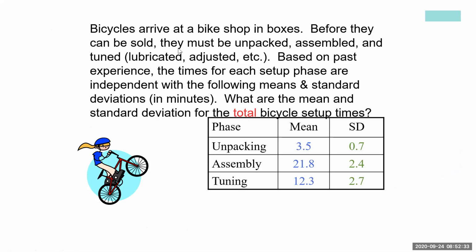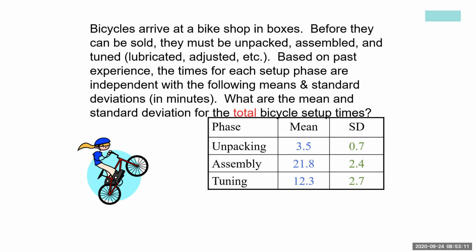We have a bike shop. Bikes arrive at a bike shop in boxes. Before they can be sold, they must be unpacked, assembled, and tuned. Based on past experience, the times for each setup phase are independent with the following means and standard deviations in minutes. What are the mean and standard deviation for the total bicycle setup times? Notice it gives us the mean and the standard deviation for each part of the bike assembly. We want to find total, so the keyword is total.